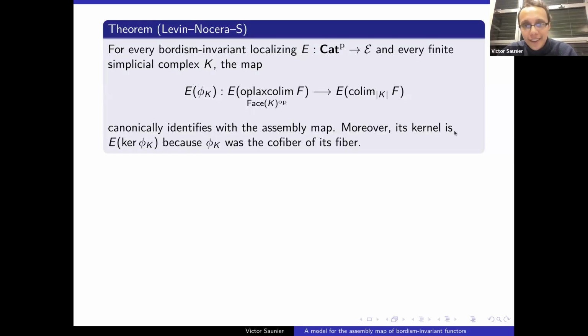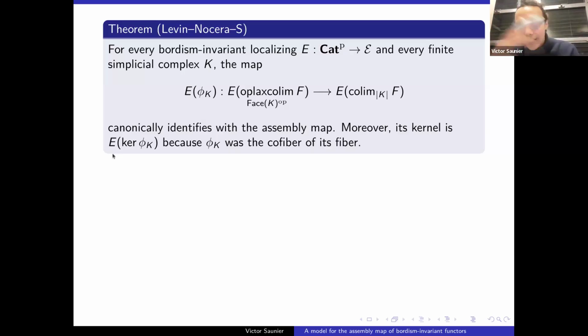It has an extra thing. Not only did I have a functor that models the assembly map, I actually got to build it as the cofiber of its fiber. Another way of saying this is that the fiber sequence associated to this will stay a fiber sequence after applying E. This is, E of the kernel is the kernel of E. And so in particular, I gained a model not just for the assembly map, I also gained a model for this E of ker phi k. This is a priori very cool.